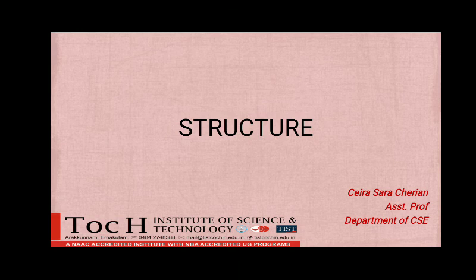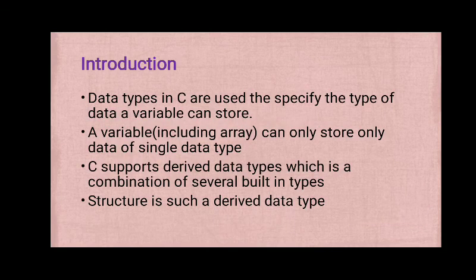A single variable can only store a single type of data. A variable can only store a single data at a time. Similarly, an array can store multiple values, but every value should also be of a single data type. So that was the disadvantage of using a built-in data type. Only a single kind of data can be used.